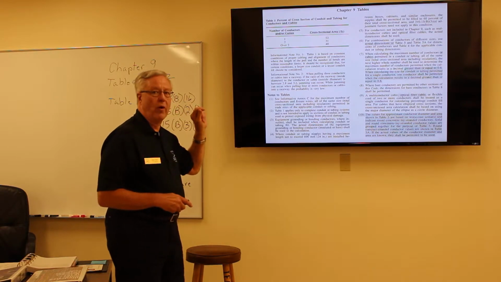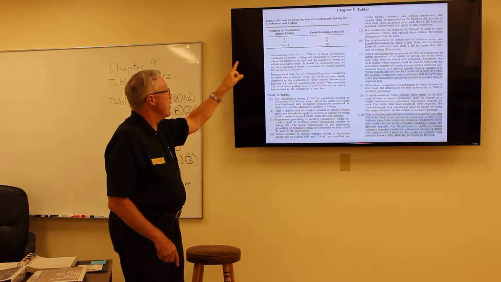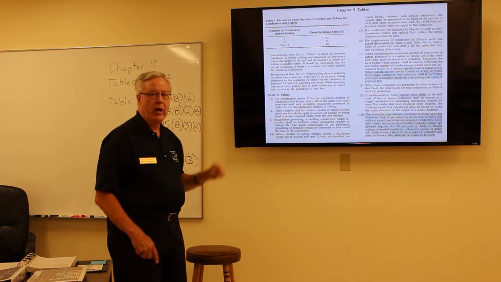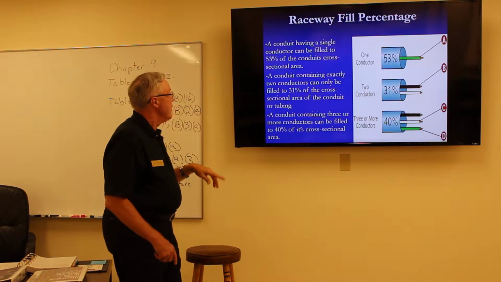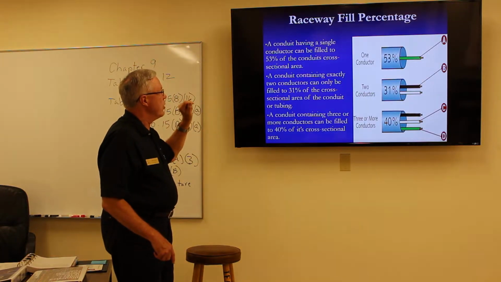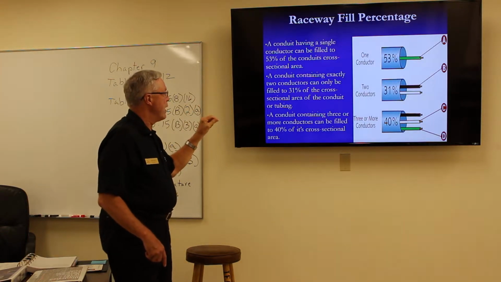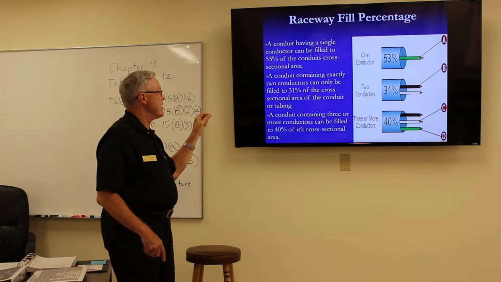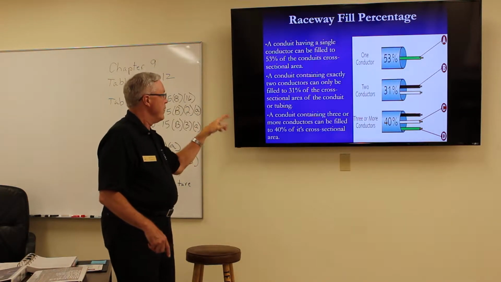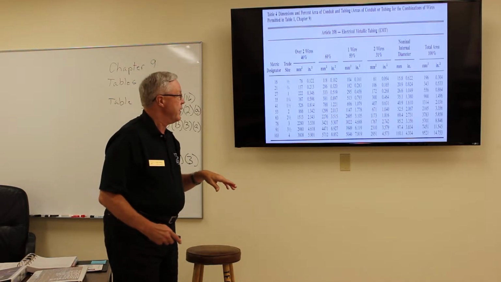Let's take note of table 1, for instance. Table 1 deals with the percentage of the cross-sectional area for 1 conductor in a raceway, 2 conductors in a raceway, and over 2 conductors in a raceway. Raceway fill percentages: a conduit having a single conductor can be filled 53% of the conductor's cross-sectional area. A conduit containing exactly 2 conductors can be only filled 31% of the cross-sectional area. And a conduit containing 3 or more, we can fill the conduit 40%.